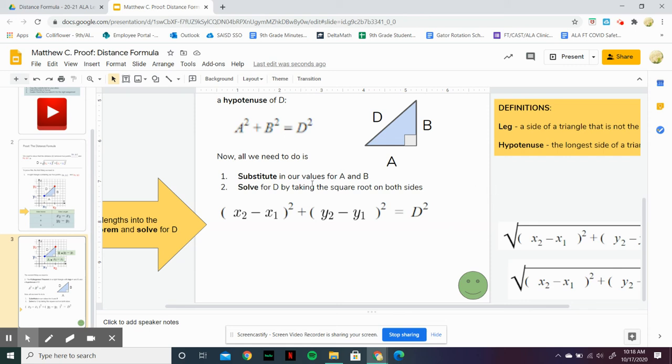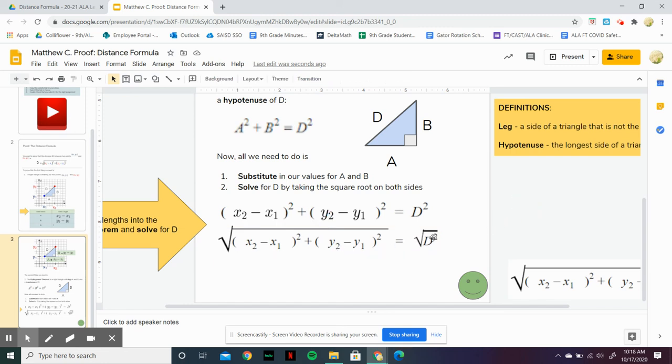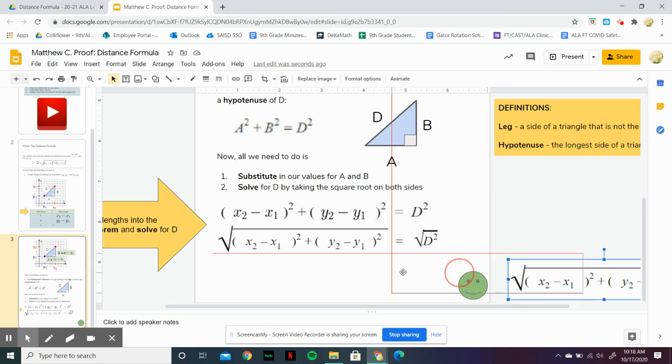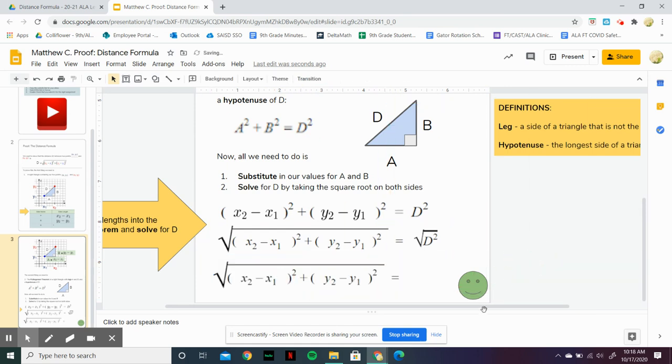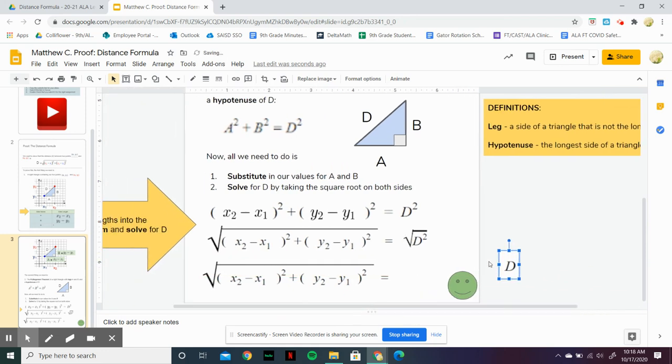The last thing we need to do is solve for d by taking the square root of both sides. So if I take the square root of both sides, that would look like this. But we know that the square root of anything squared would undo that. If we take the square root of something that's being squared, then that does undo it. So this is just equal to d. The square root of d squared is equal to d. And now we have proven the distance formula.